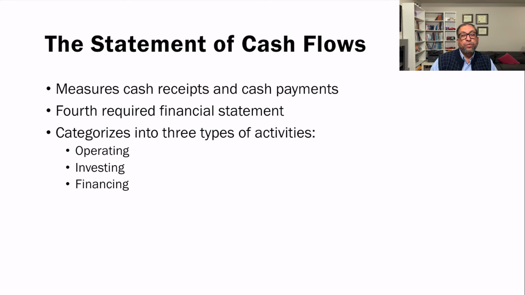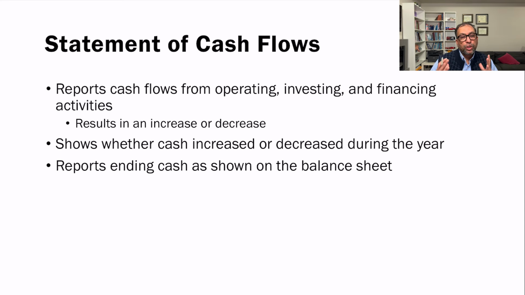The statement of cash flow is the 4th statement that we are preparing as financial statements. It measures cash receipts and payments. It is the 4th required financial statement, categorized into three types of activities, as we discussed when I explained that there are three very separate or distinct portions of the cash flow statement. One is cash flow from operating activities, that is from the real business, what the business is selling. The second one is cash flow from investing activities, and the third one is cash flow from financing activities.